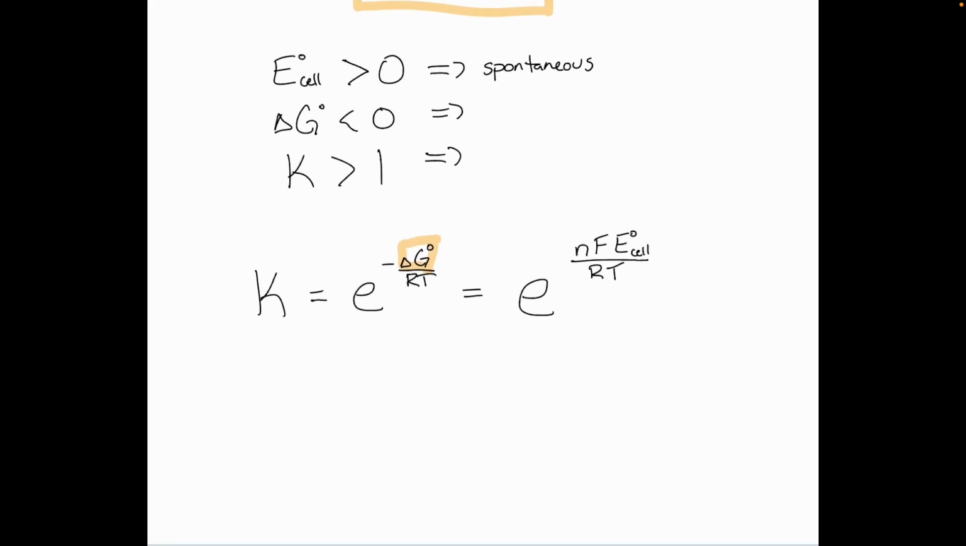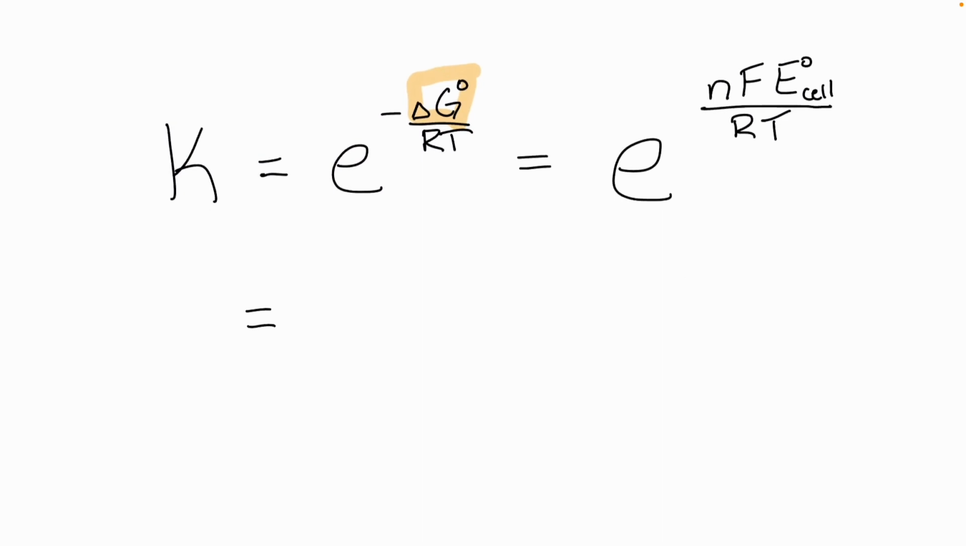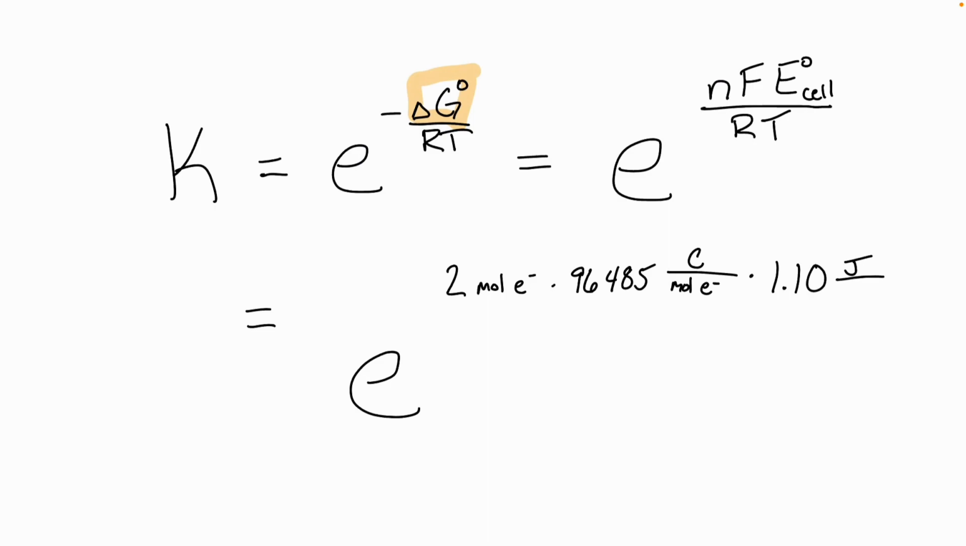So let's just convince ourselves that that is the case. We're going to plug in our values here. For this particular reaction, it was 2 moles of electrons times that Faraday's constant, times our 1.10. If we look up that value for our ideal gas constant R, that's 8.314 joules per Kelvin.